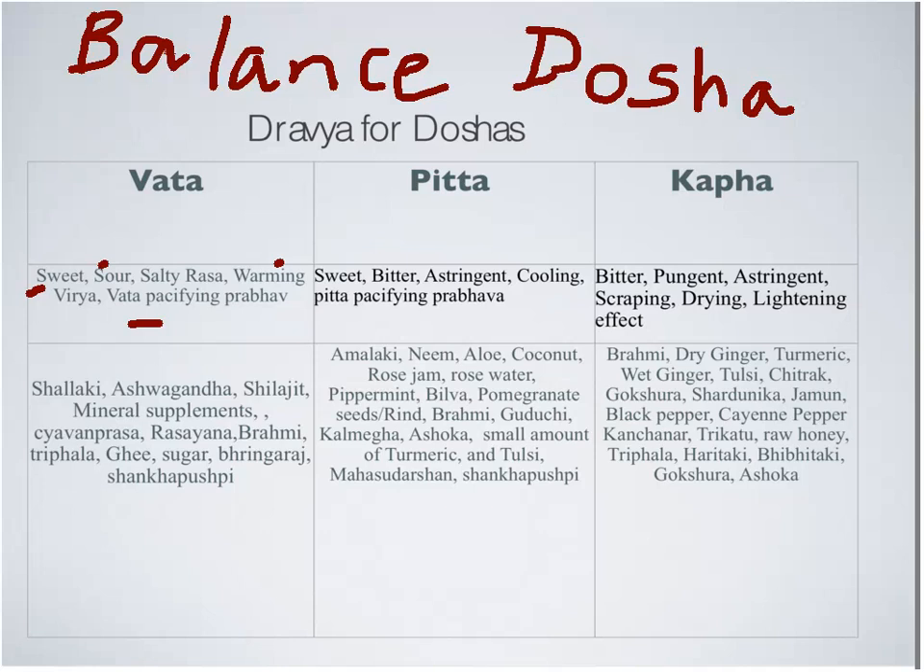So for pitta, the herbs or spices should be sweet and bitter and drying, cooling. And even if it's heating, at the end of the day, it should pacify the pitta. For kapha, the dravya should be bitter, pungent, astringent, scraping, drying, and lightening. At the end of the day, the herb that a kapha takes should scrape it, dry it, lighten it. So it's almost the opposite of vata.